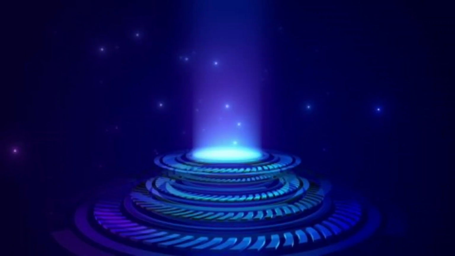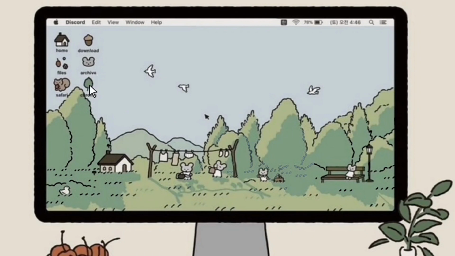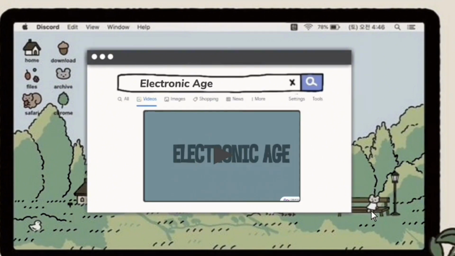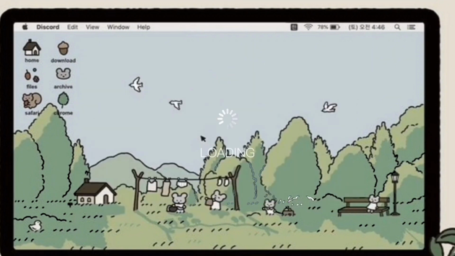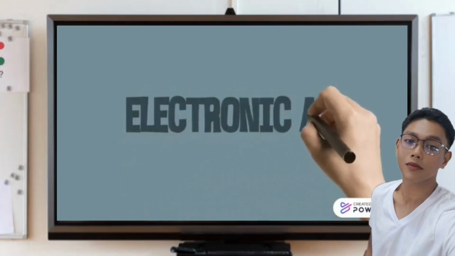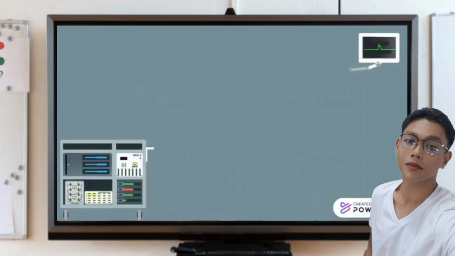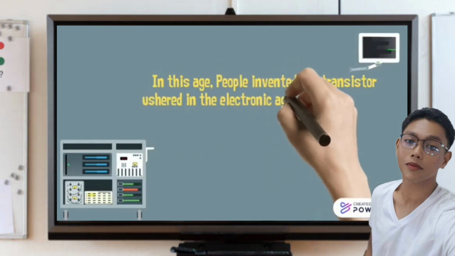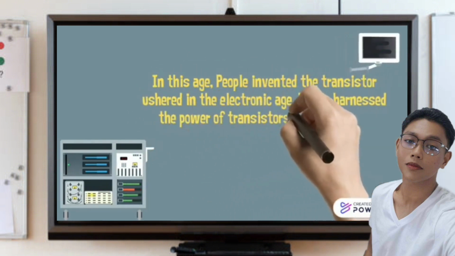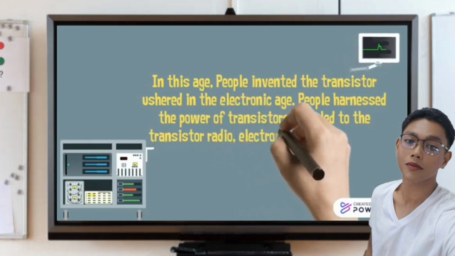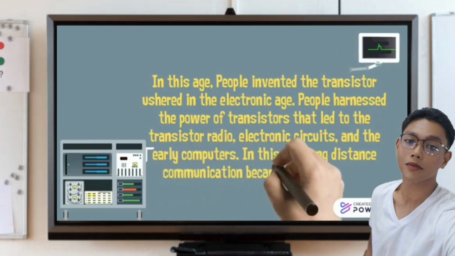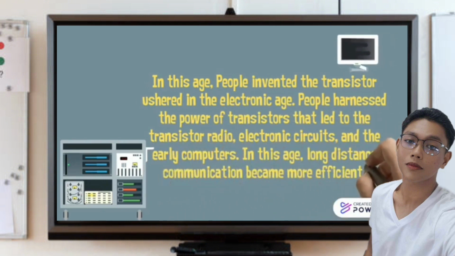Electronic age. In this age, people invented the transistor, which ushered in the electronic age. People harnessed the power of transistors, which led to the transistor radio, electronic circuits, and the telecomputers. In this age, long-distance communication became more efficient.